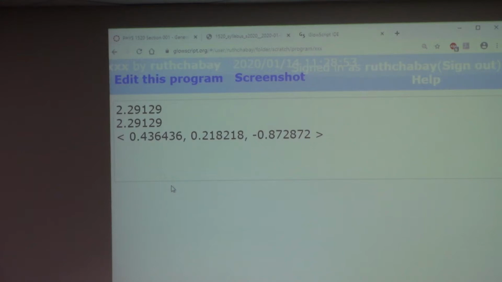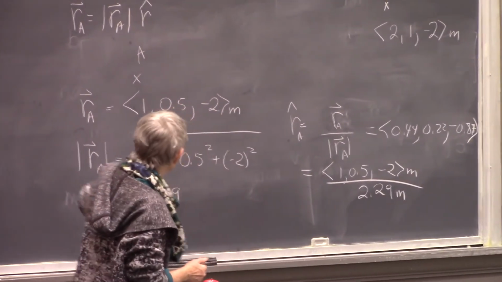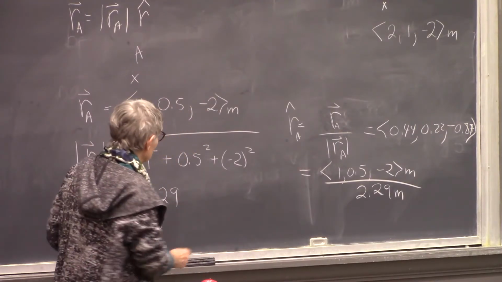So does that seem about right? So 1 divided by 2.29, 0.4 seems roughly correct, right? So we get 0.44, 0.22, and negative 0.87. And notice that a unit vector has no units because we divided meters by meters and they cancel. So the units in the vector go with the magnitude here.